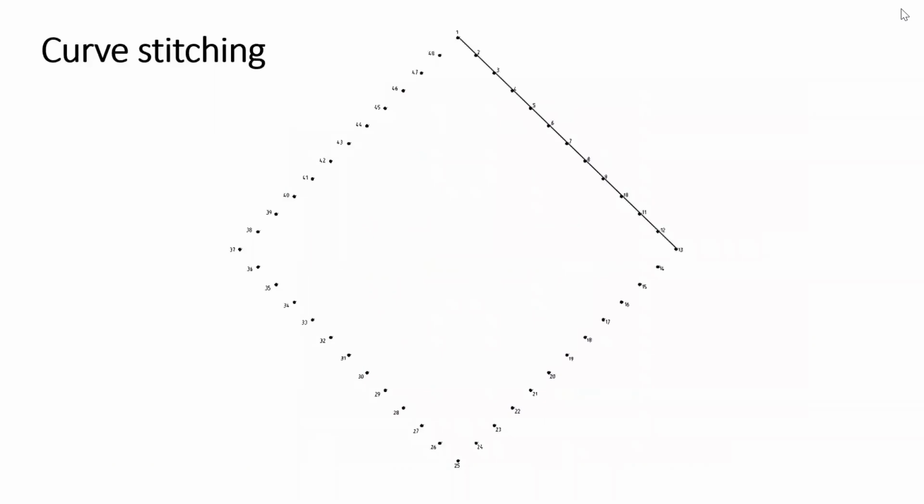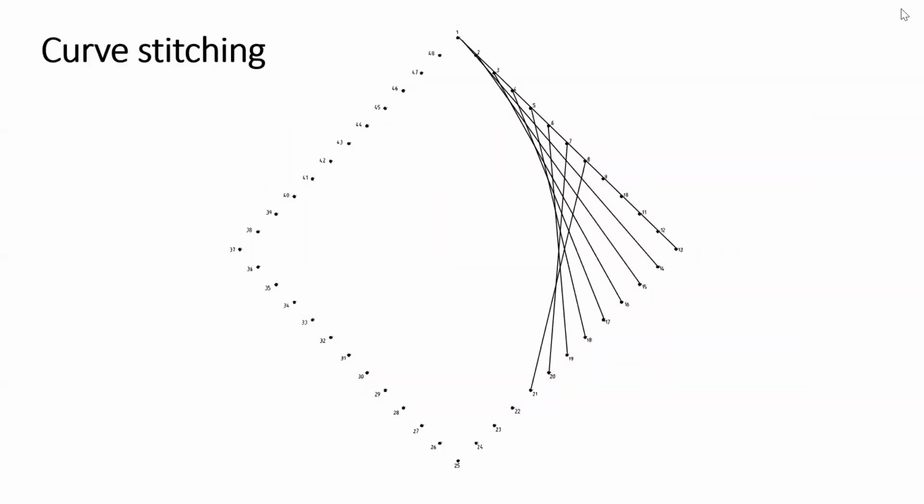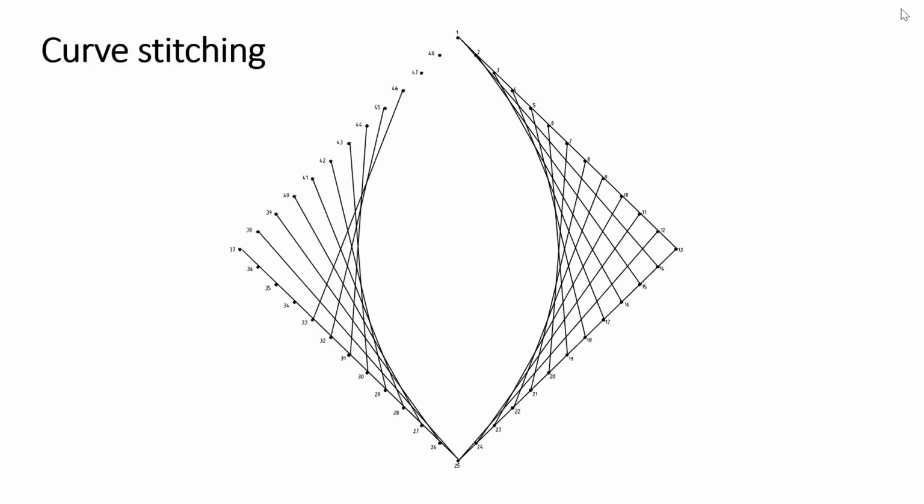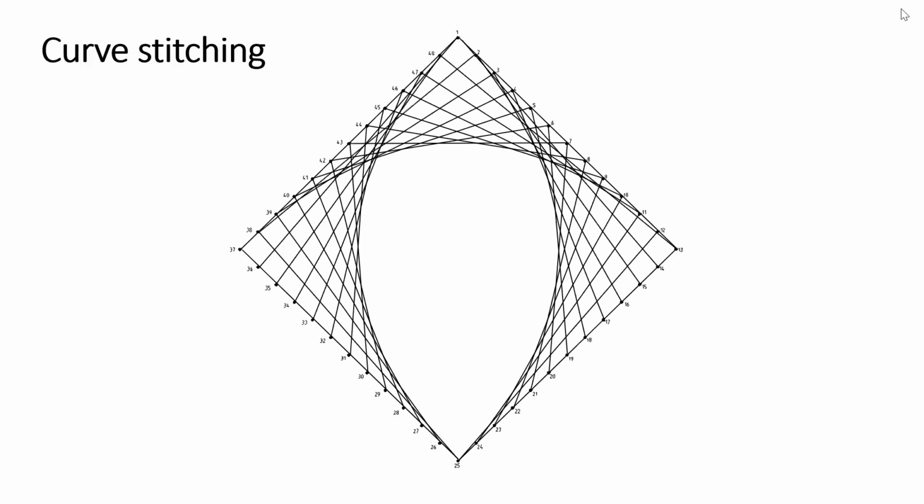Dot-to-dot activities with squares. If we follow a similar curve stitching mechanism around a square, we get almost this kind of an eye shape emerging. And we could carry on connecting the dots and get this 4-fold petal diagram emerging.